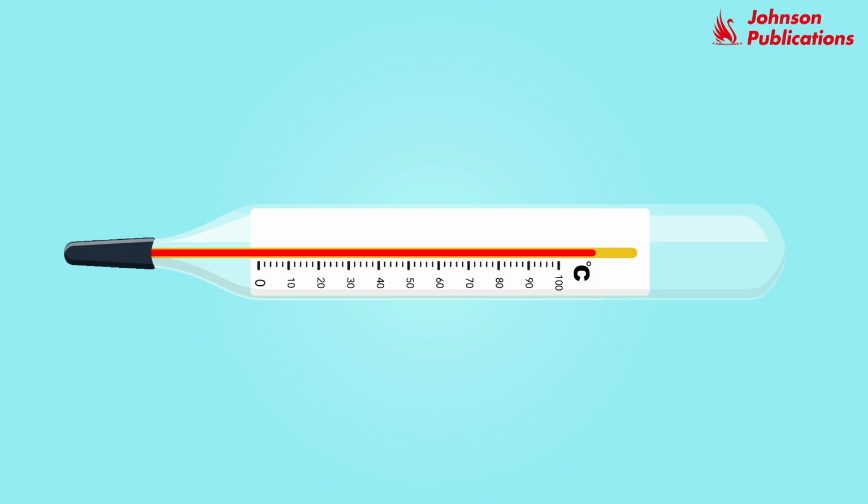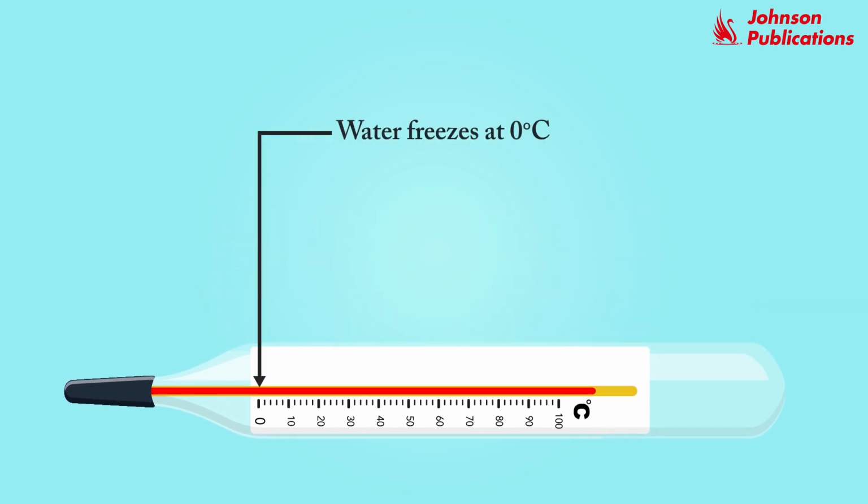The basic unit of measuring temperature is degree, and the standard unit is degree Celsius or centigrade. The scale is marked from 0 degree to 100 degree. The freezing point of water is 0 degrees Celsius and the boiling point of water is 100 degrees Celsius.